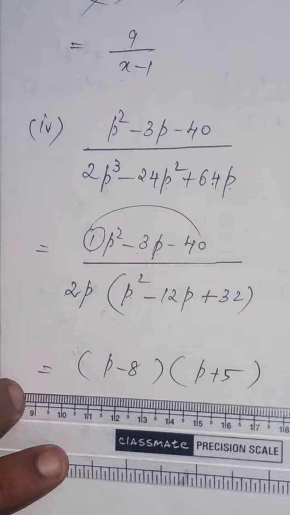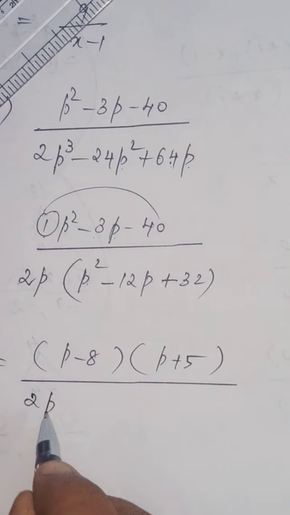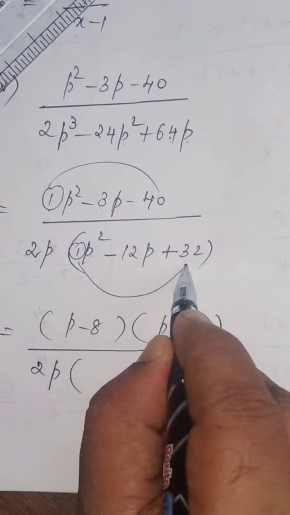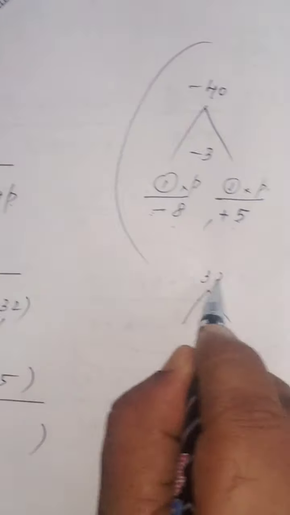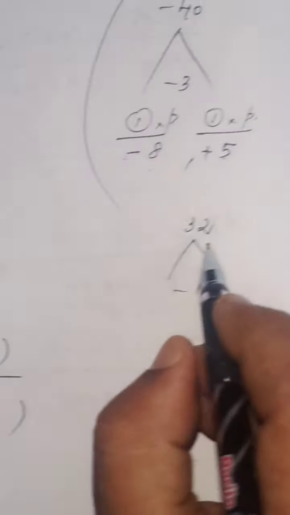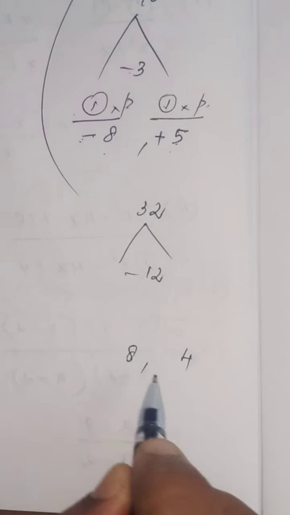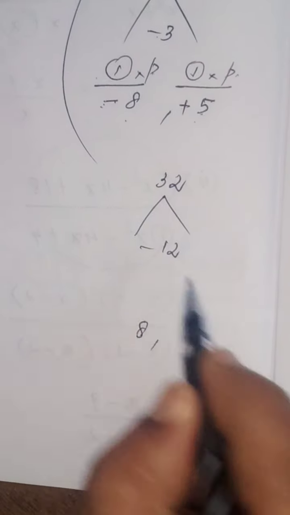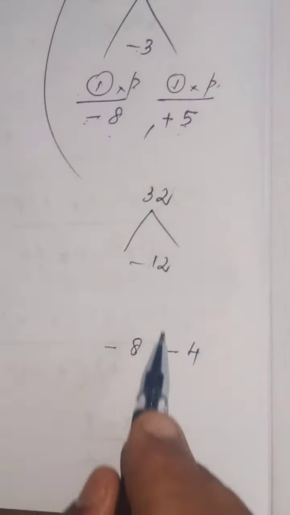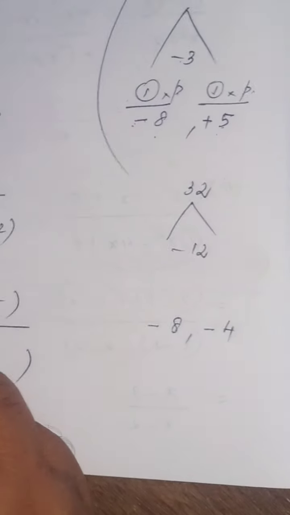Numerator over. Denominator 2p as it is. Here the coefficient of p squared is 1. 1 into 32, 32. And the coefficient of p is equal to minus 12. Product 32, sum minus 12. The two numbers are 8 and 4. 8 4s are 32, but we need minus 12. So negative sign for both the numbers. Add the two numbers, minus 12. Multiply the two numbers, 32.